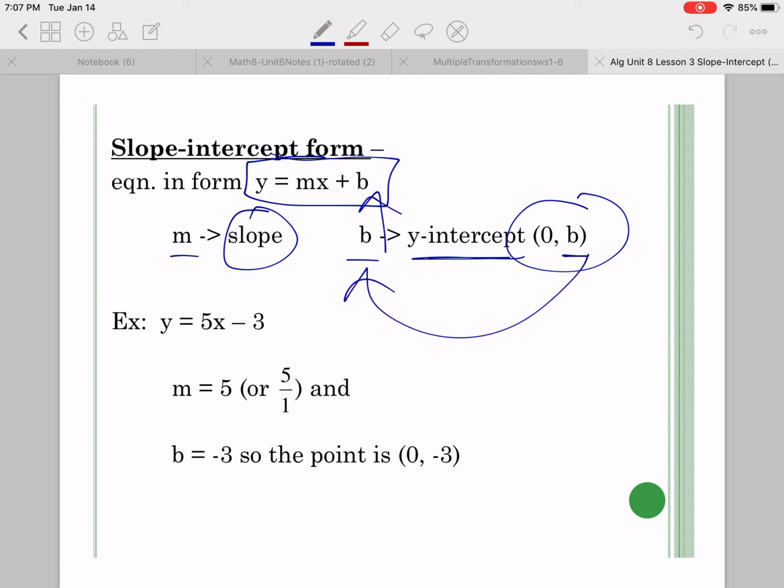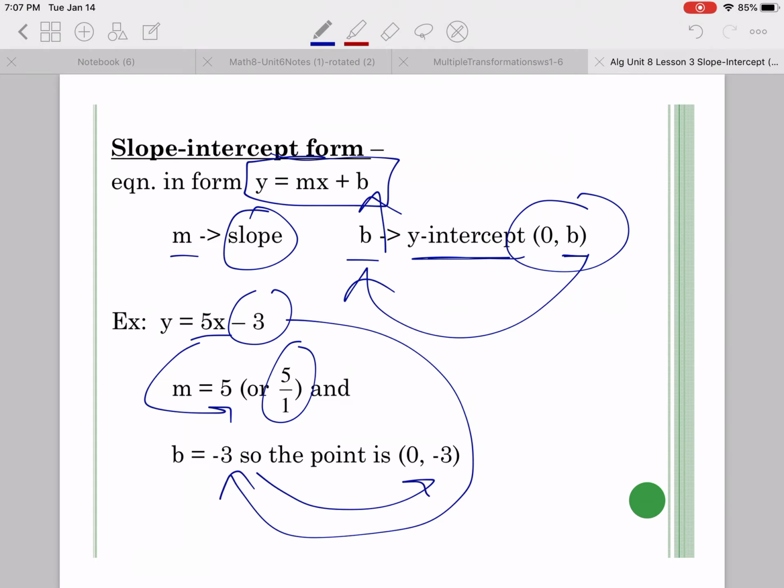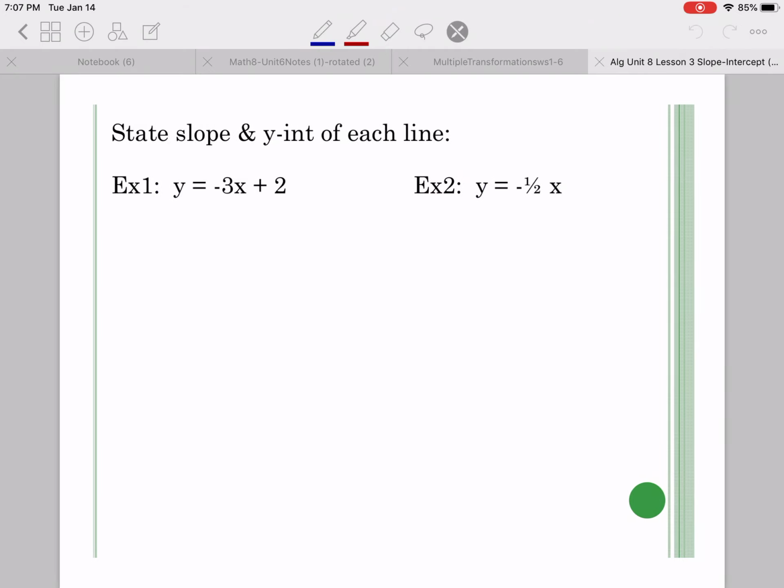All right, so an example, y equals 5x minus 3. Notice 5 here would be the slope, or 5 over 1. And then negative 3 would have to be the y-intercept, which means the point would be 0, negative 3, where it hits the y-axis. All right, so let's state the slope and y-intercept of each line.